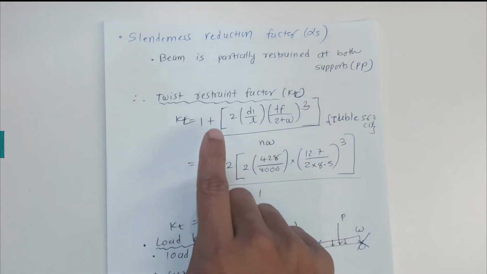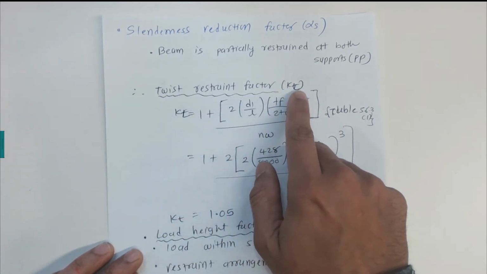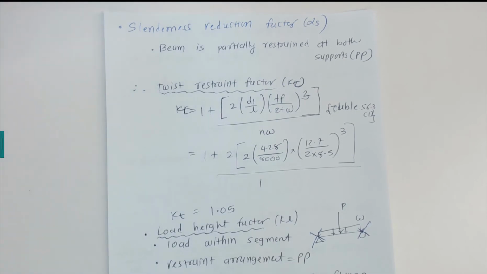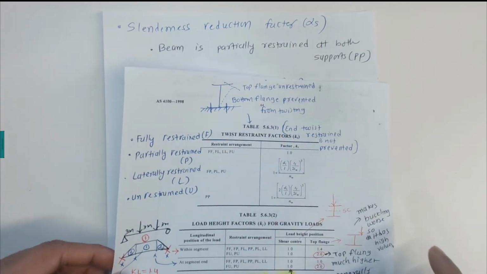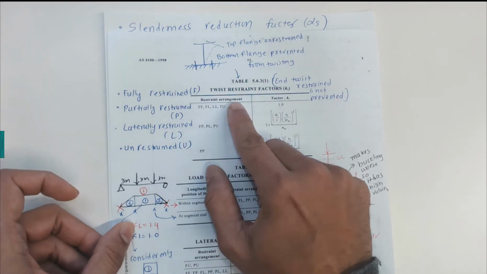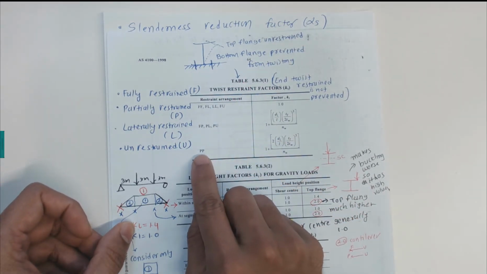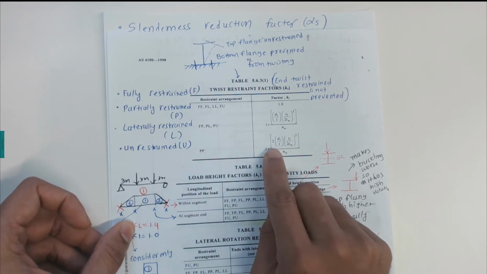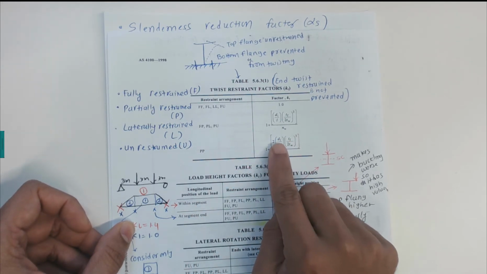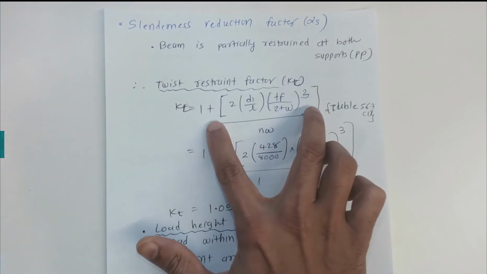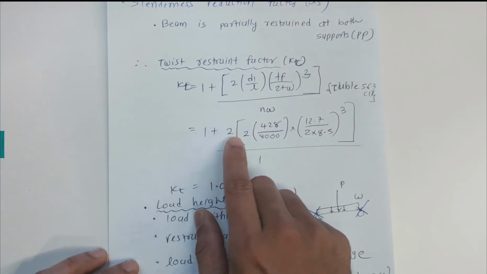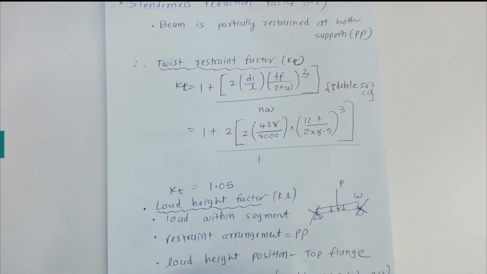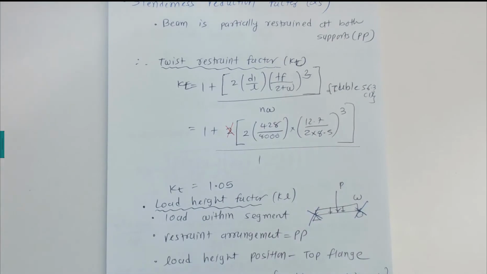Now, here we first find the twist restraint factor kt. For the twist restraint factor kt, we can use the table 5.6.3.1 on page number 64. Various restraint arrangements are given. In our case, it is partially restrained at both ends, so we should be able to use this equation, 1 plus and so on. I have copied it here. I can explain each parameter one by one. The extra 2 there is not needed.